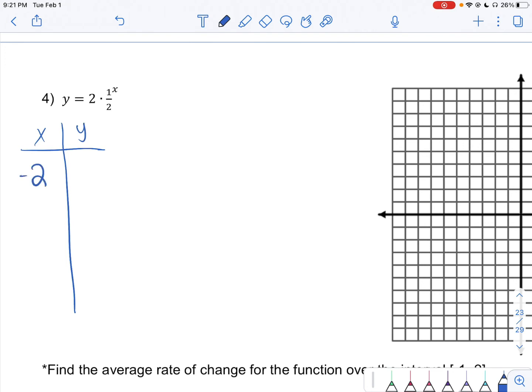My x values are -2, -1, 0, 1, and 2. And again, you really want to have a calculator here, because what's going to be easiest is if you plug this into your calculator. Make sure you're using parentheses on your fraction. Do your exponent first and then multiply. I want you to pause the video and try to fill in your table.